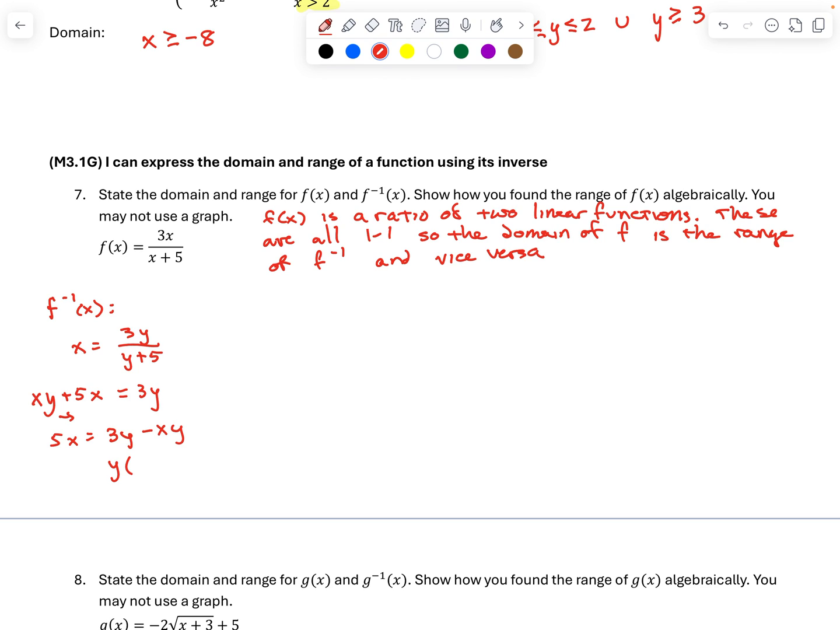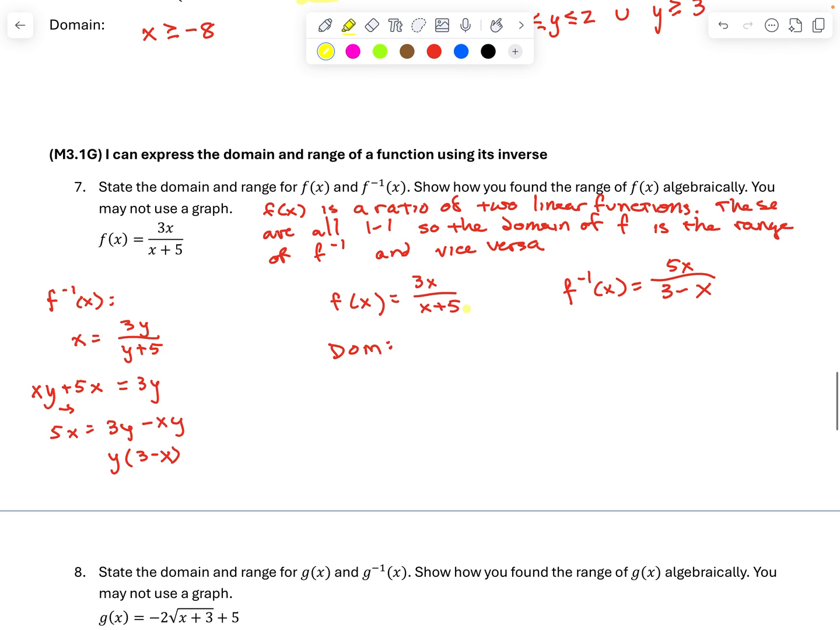Factor out y. Divide by 3 minus x. And we'll have, okay, so f inverse of x, I'm going to write it down for neatness. Let's see, 5x over 3 minus x. All right, what's the domain? The domain on these rational functions is the easy part. It's what doesn't cause division by 0. So everything except -5.